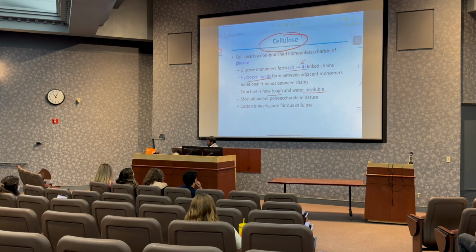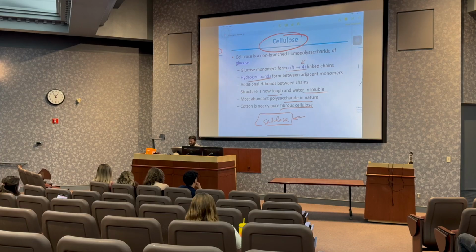And it is the most abundant polysaccharide in nature. Most abundant polysaccharide in nature is cellulose. This could be a question: the most abundant polysaccharide, or most abundant carbohydrate, is this one, cellulose, which is present in plant tissues.